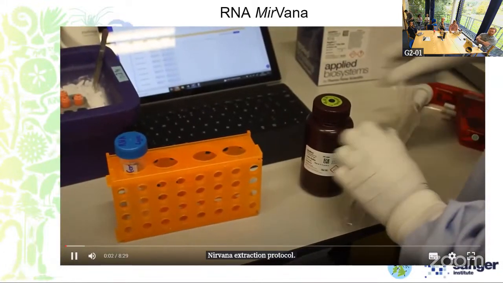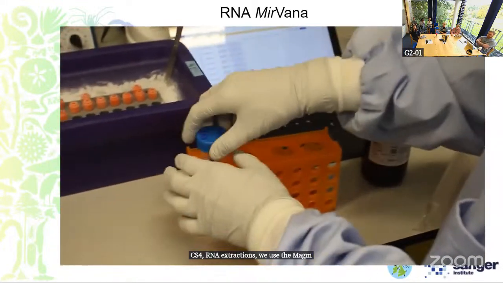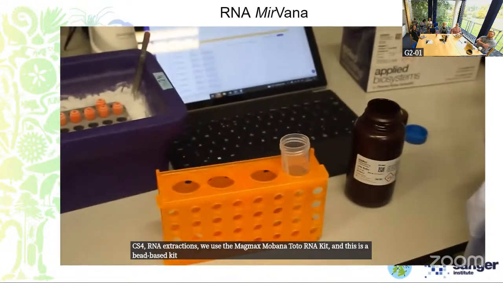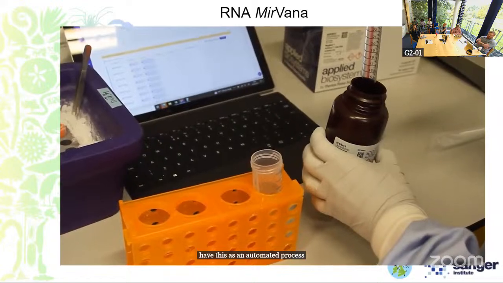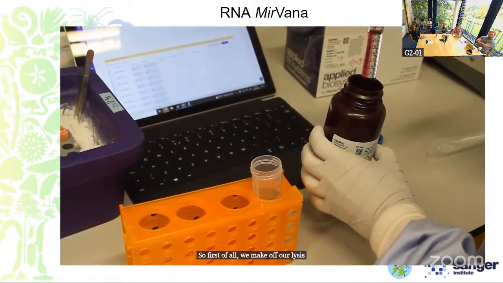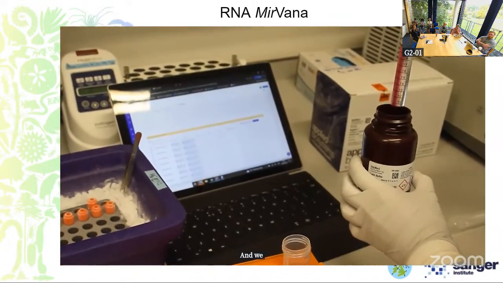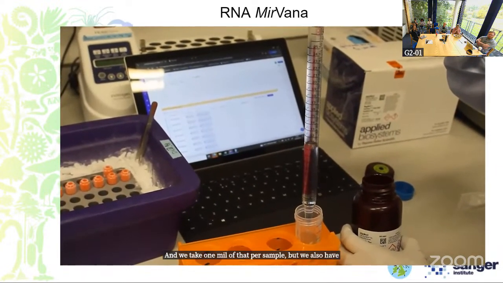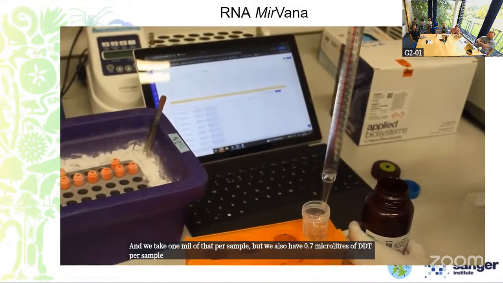So yes, for our RNA extractions, we use the MagMax Nirvana Total RNA kit, and this is a bead-based kit, so that enables us to have this as an automated process on the KingFisher. So first of all, we make up our lysis buffer. There's a lysis buffer in the kit, and we take 1 ml of that per sample. But we also have 0.7 microliters of DTT per sample within the lysis buffer as well.